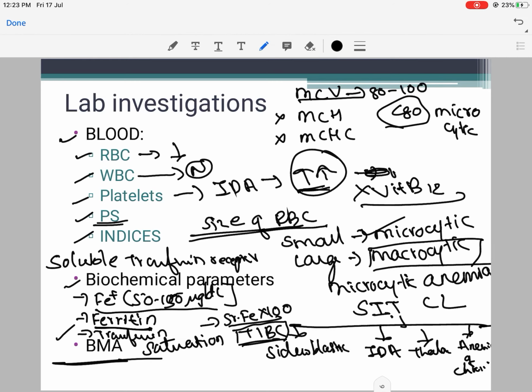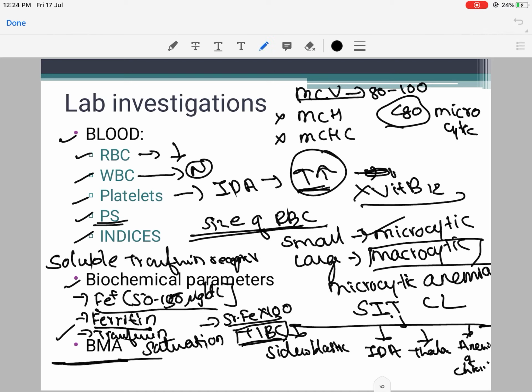But if you do bone marrow, the feature would be, because there is deficiency of RBCs, the RBC series will be increased. That is hypercellularity with erythroid hyperplasia, and normoblasts will be smaller in size, maybe micronormoblasts. That is the only feature. Other thing is that when you stain for iron, the iron stores are reduced. Okay, so these are the lab investigations.